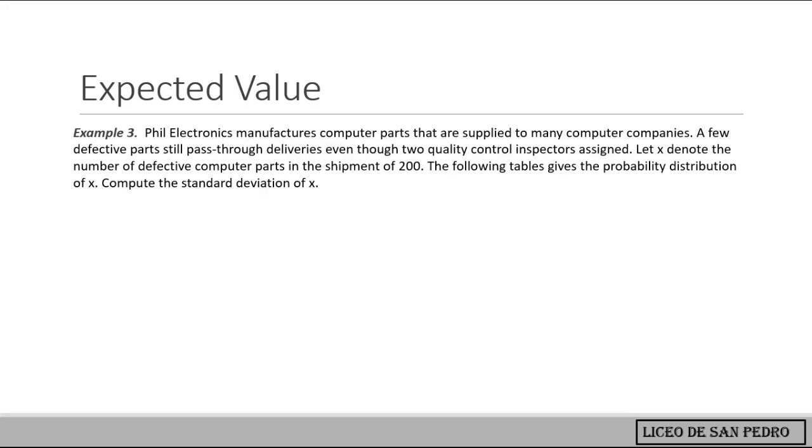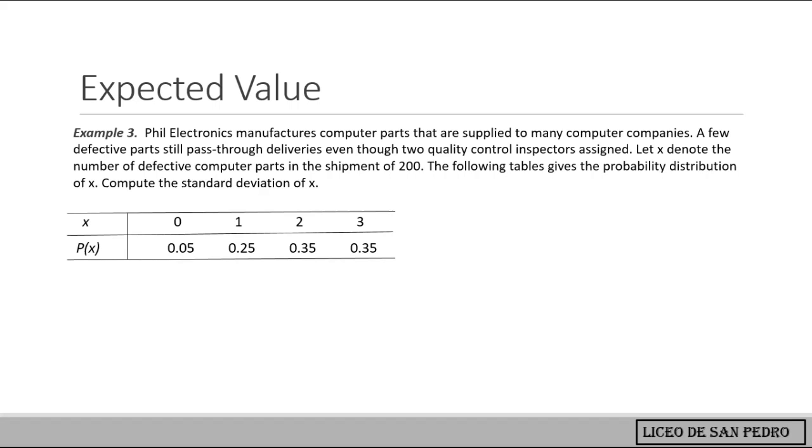Philippine Electronics manufactures computer parts that are supplied to many computer companies. A few defective parts still pass through, even though 2 quality control inspectors are assigned. Let x denote the number of defective parts in the shipment of 200. So ito yung ating x: 0, 1, 2, 3. And the following table gives a probability distribution of x. Ang hinanap is yung standard deviation ng x. Para sa standard deviation, ito yung gagamitin nating formula. Para makompute to, una nating gawin is hanapin yung expected value or yung kanyang mu.